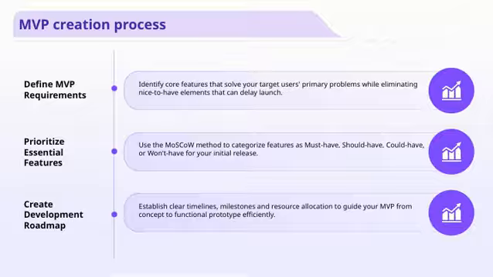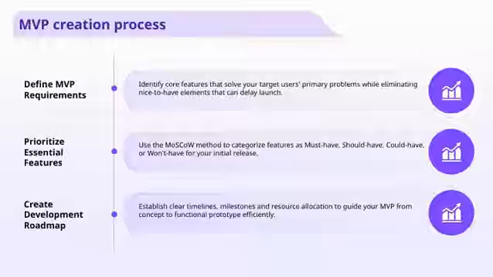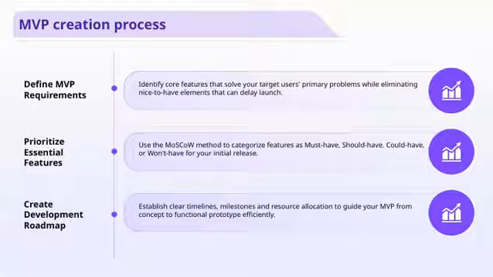Let's dive into the MVP creation process. First up is defining MVP requirements. Here, the key is to identify the core features that directly address your target user's primary problems. It's important to focus on what's essential and avoid getting sidetracked by nice-to-have elements that might delay your launch. Next, we move on to prioritizing these essential features. A great way to do this is using the MoSCoW method, which helps categorize features into must-have, should-have, could-have, and won't-have. This approach ensures you're focusing on what truly matters for your initial release.